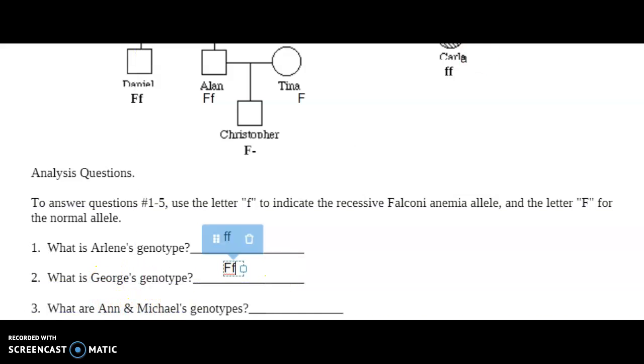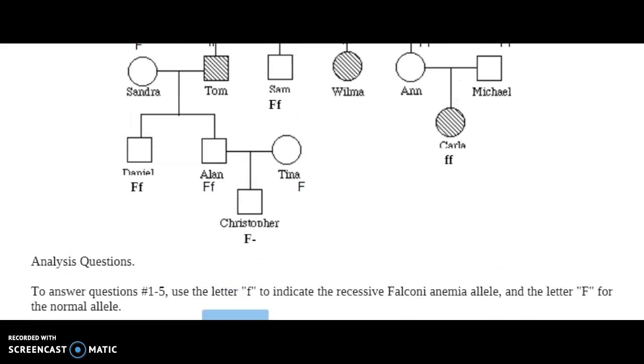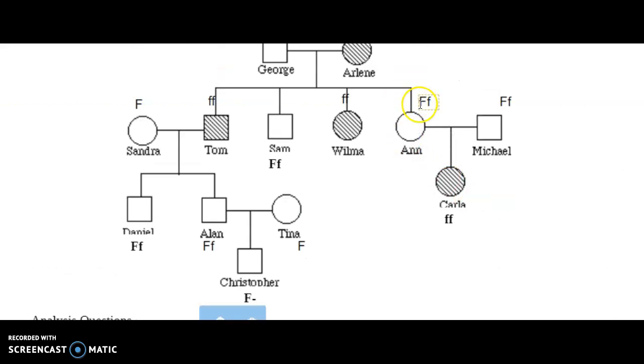What are Ann and Michael's genotypes? Ann and Michael are both big F, little f. We figured that one out because they both have the dominant trait, but they had an offspring with the recessive trait, so they both had to be able to give a little f. So Ann and Michael are both big F, little f.